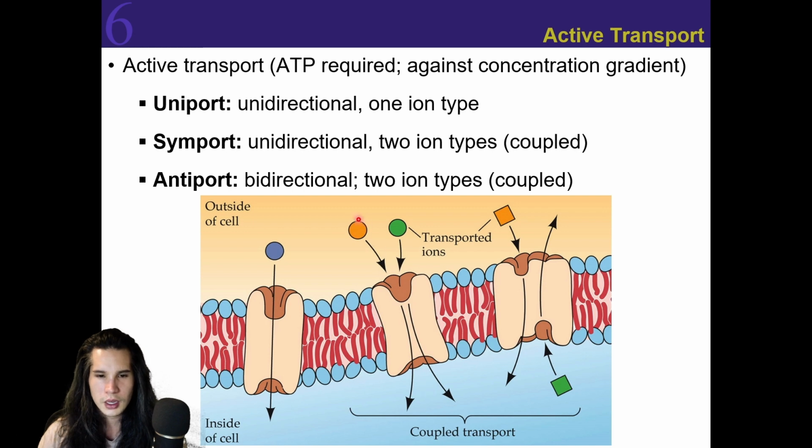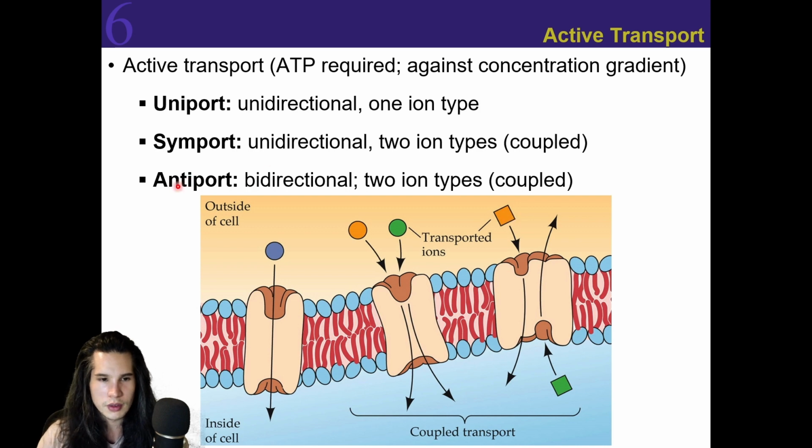So if the affinity for this to move into the cell outweighs the affinity for this to move in the opposite direction, well, then you're actually going to get a nice symbiotic transport to move them both onto the inside of the cell, assuming you want more of this on the inside of the cell than you already have.